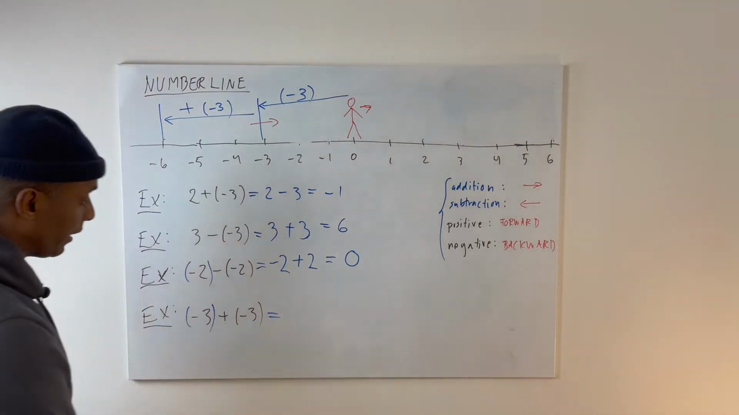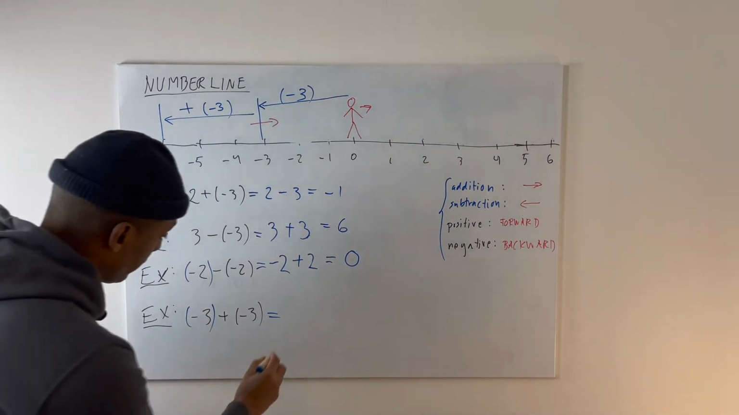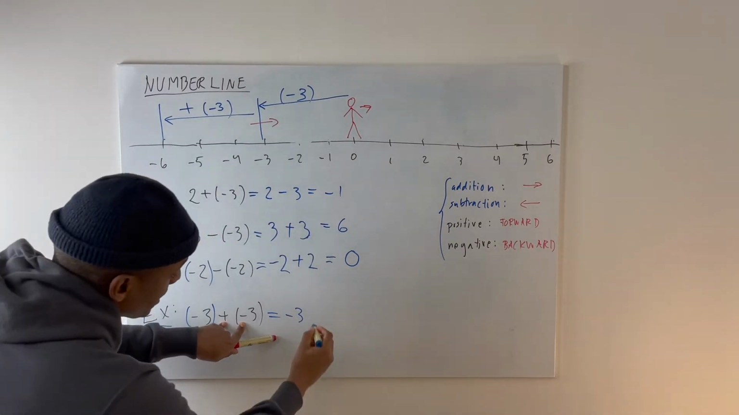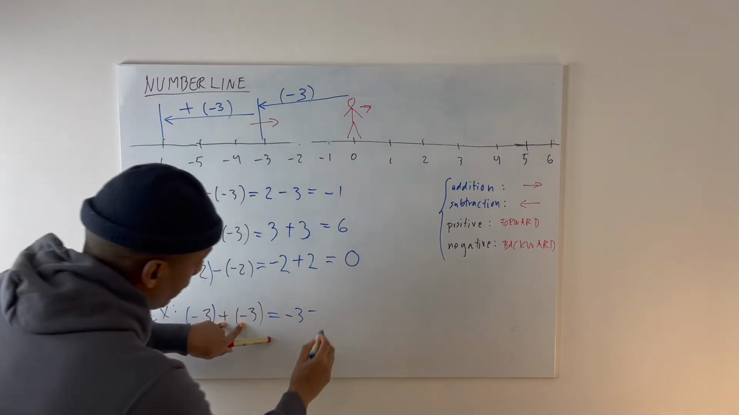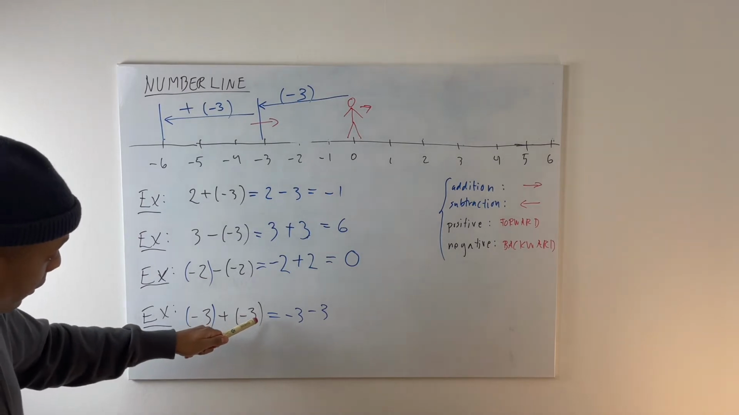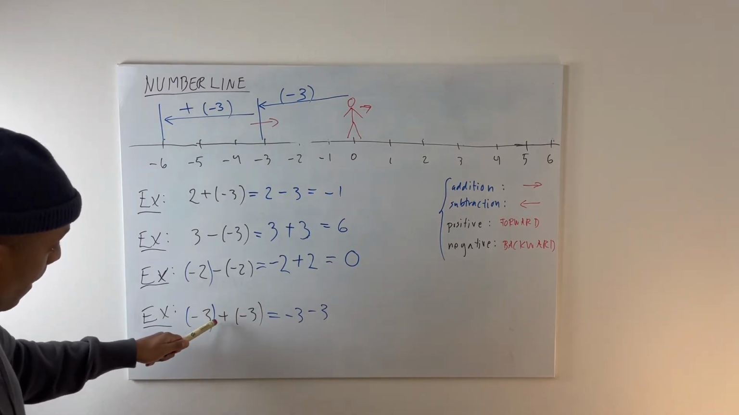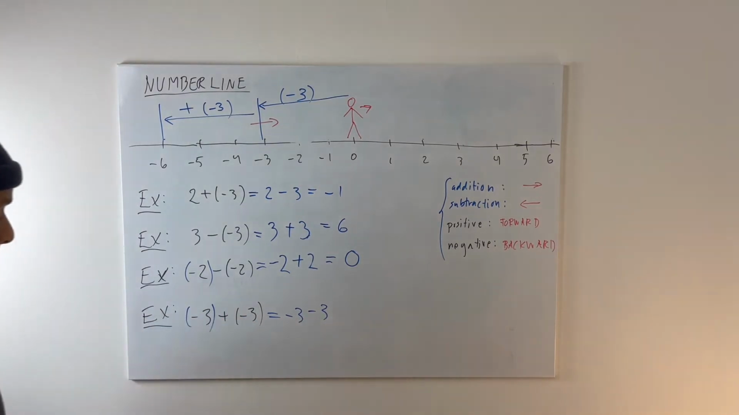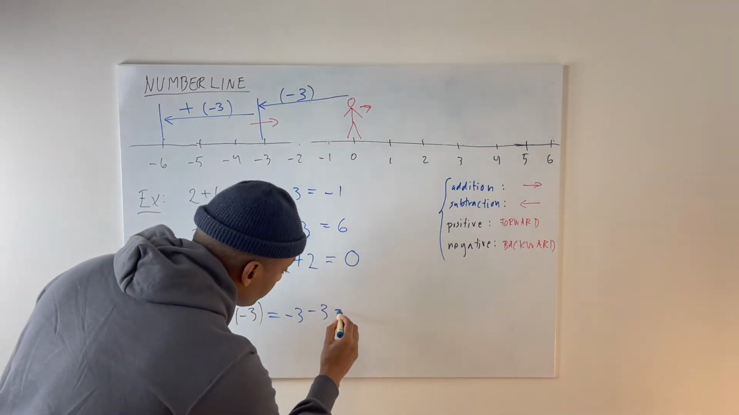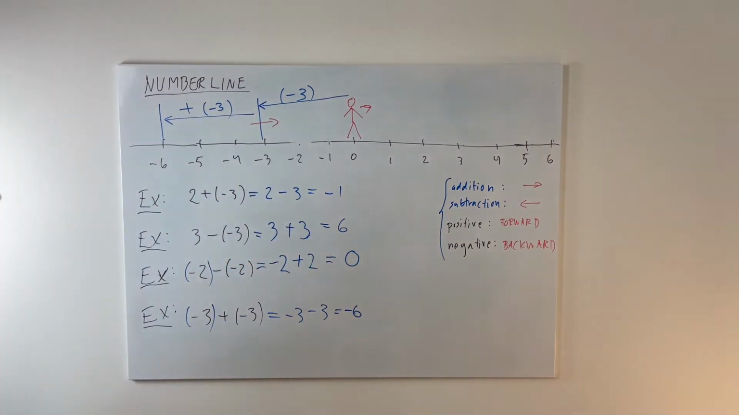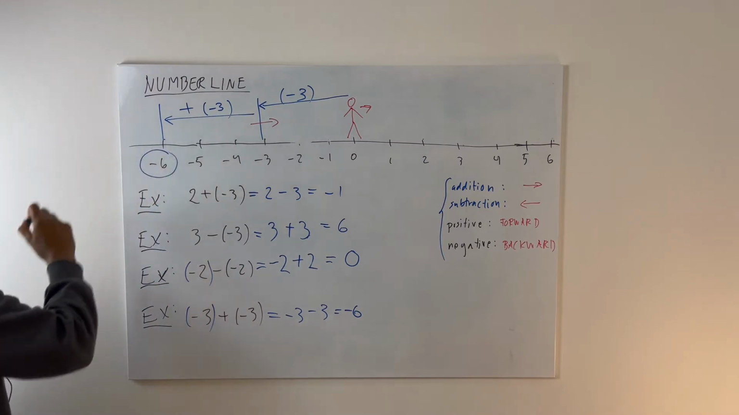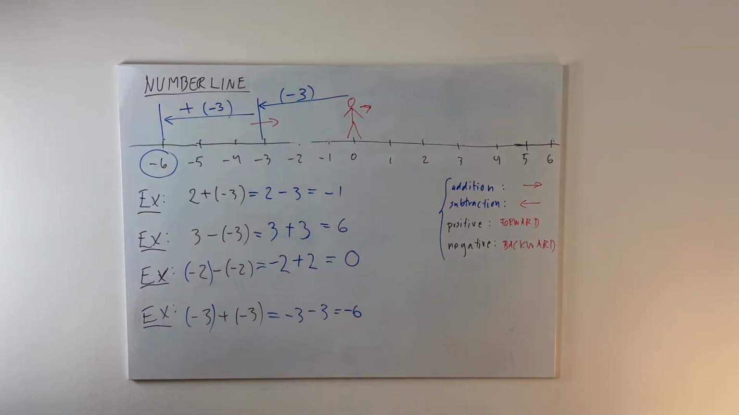So we can see here that minus 3 and this plus and minus becomes minus 3. So negative 3 plus negative 3 is equal to negative 3 minus positive 3. So minus 3, which is equal to minus 6. And that's correct, because we can see that we ended up here at minus 6. Okay?